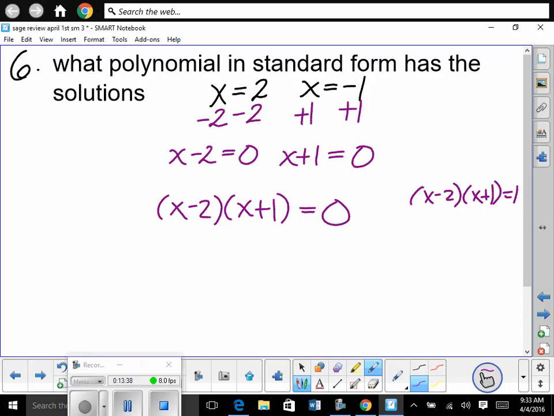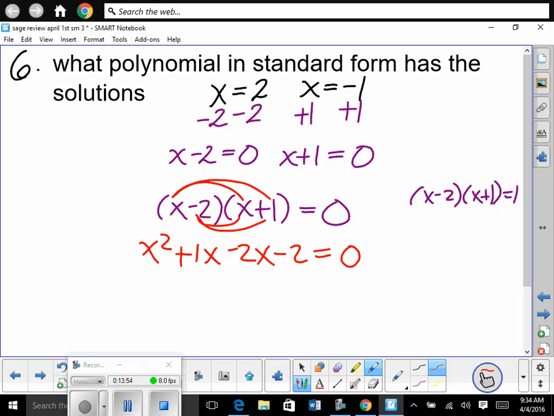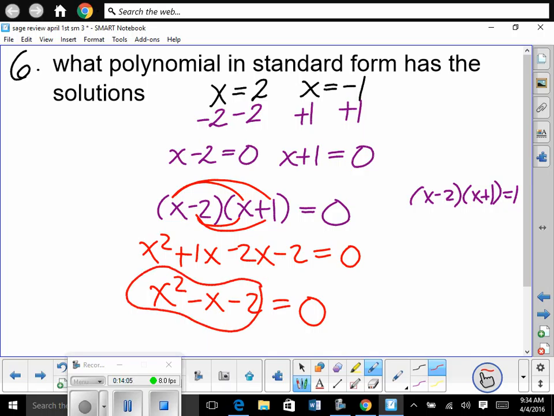Okay, so this one, so now we're going backwards. What's the polynomial? Well, that is the polynomial, but I want it in standard form. So we would multiply it out. x squared plus 1x minus 2x minus 2 is equal to 0. Combine like terms. x squared minus x minus 2 is equal to 0. So guys, the polynomial that had these solutions was this quadratic. We worked backwards. Everybody comfortable with that? Awesome.